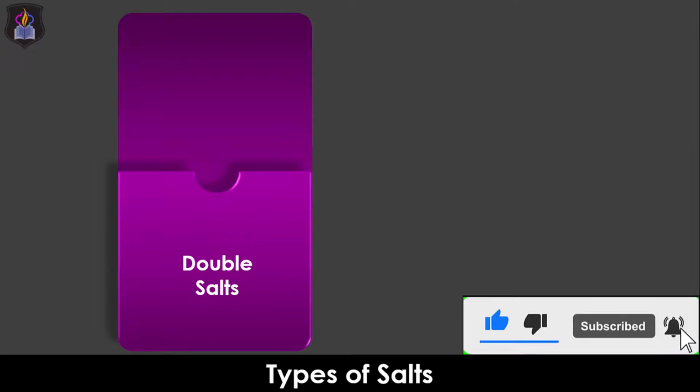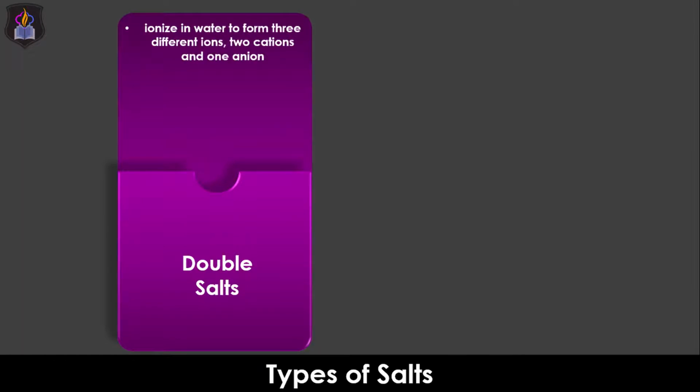A double salt is a salt that ionizes in water to produce 3 different ions when dissolved in water, 2 cations and 1 anion. They are obtained by dissolving and crystallizing a mixture of 2 sulfate salts in which one of them has a univalent cation and the other a trivalent cation. They have the general formula X+1 Y+3 (SO4)2, where X+1 is a univalent cation and Y+3 is a trivalent cation.